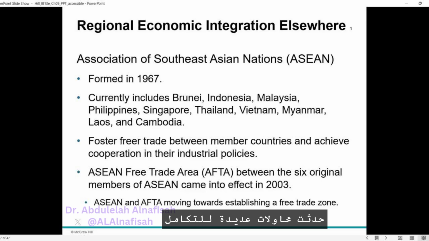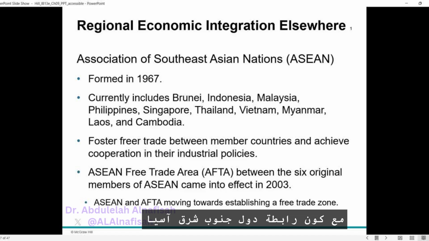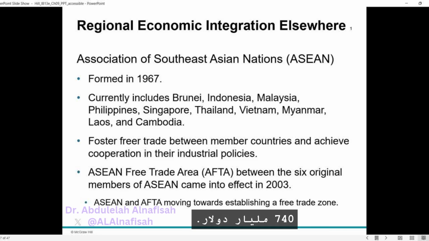Numerous attempts at regional economic integration have occurred in Asia and Africa, but few have made substantial progress, with the Association of Southeast Asian Nations, ASEAN, being a notable exception. Established in 1967, ASEAN includes 10 member countries and aims to foster freer trade and cooperation in industrial policies among its members, collectively representing 500 million people and a GDP of approximately $740 billion.